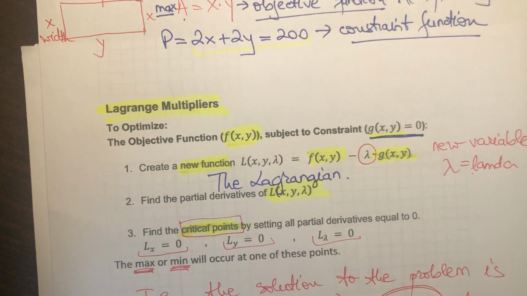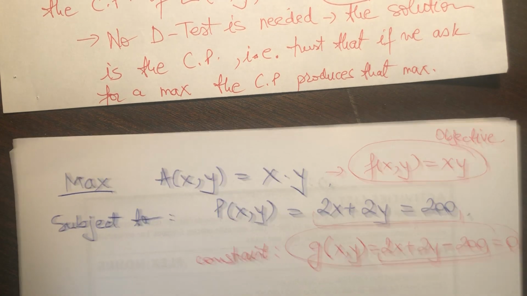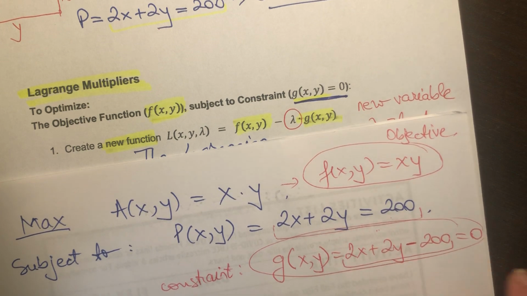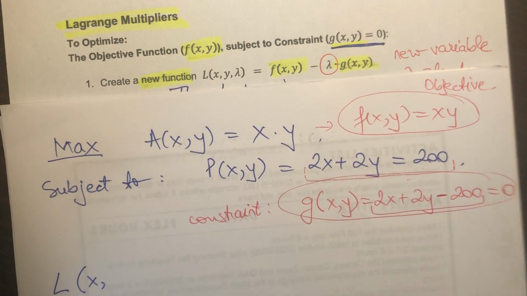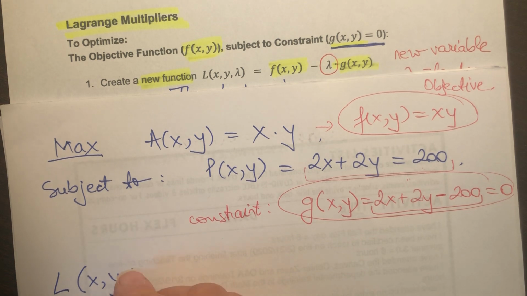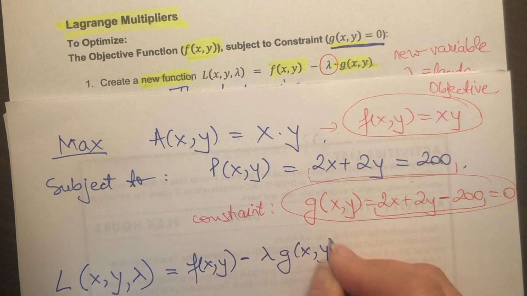All right, that's called the Lagrangian. Okay, so let's see what this Lagrangian is. It has an x, a y, and a new lambda in it. The way you create this is by subtracting these two functions. So it's f of x y, I'll write it one more time, minus lambda times g of x y.